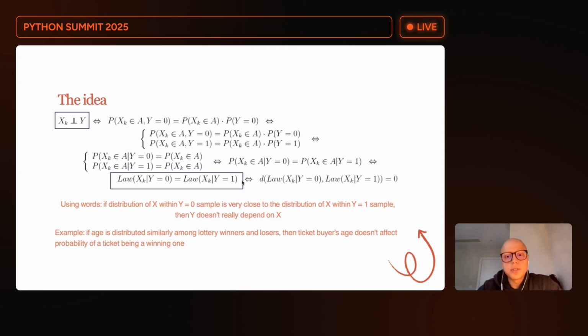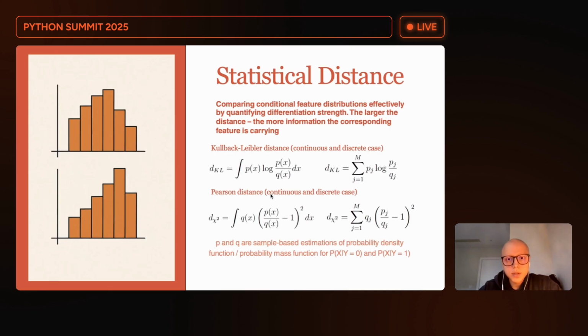And the idea to quantify it is to use statistical distance. There are actually some not metrics, because they do not really satisfy all the properties of metrics in the mathematical sense, but some popular distances that allow you to measure how different two distributions are, and we will consider just two examples.